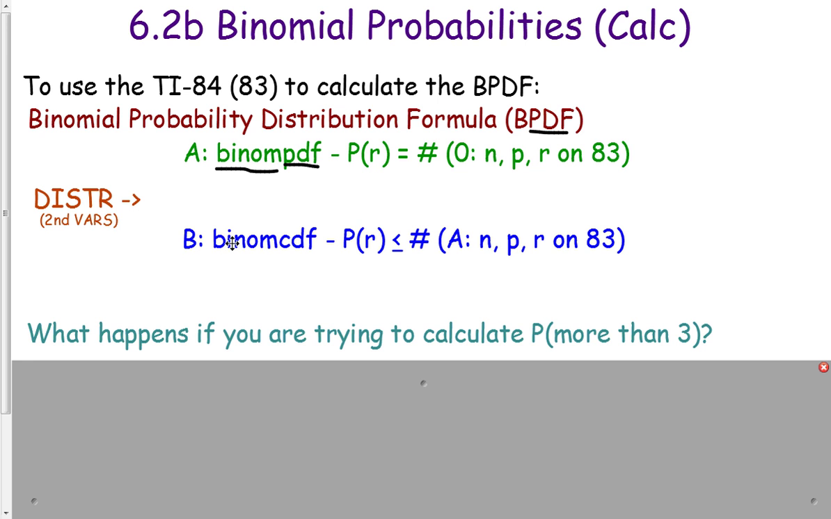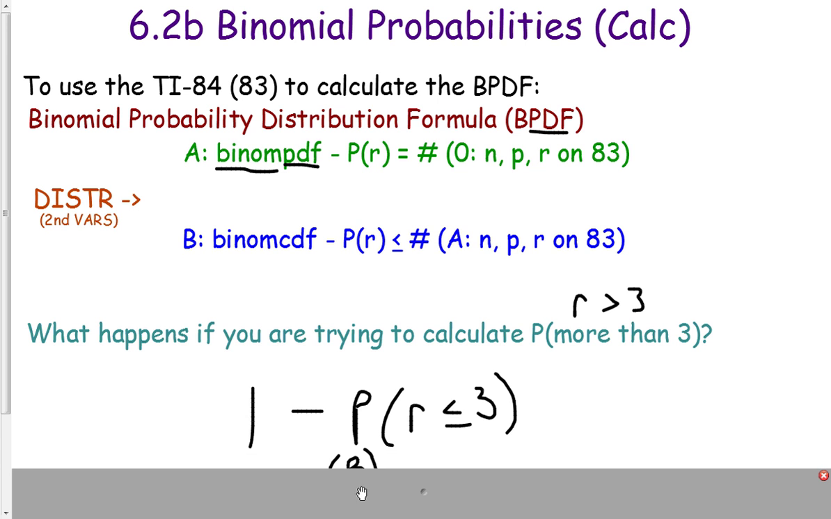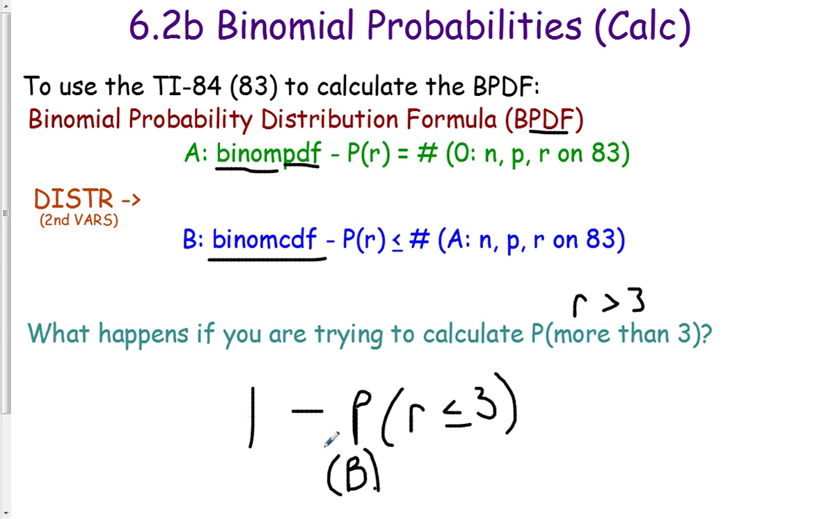Okay, binomial CDF, the B button. The difference between the two is if you're looking for the probability of successes of less than or equal to a number. This allows us to compute if we want to find all successes for values 3 or less. This can also be useful if you are trying to calculate the probability that R is more than 3, another way to say R greater than 3. For finding the probability that R is greater than 3, we do 1 minus the probability that R is less than or equal to 3, so that we can use the binomial CDF button, which was the B of the two.